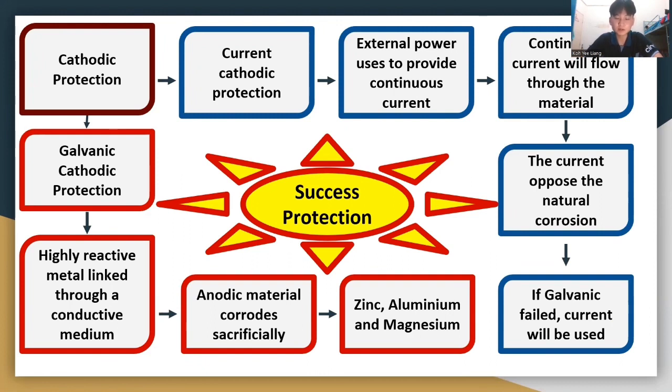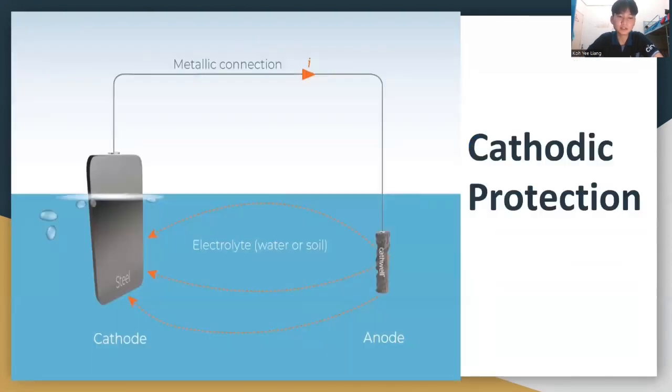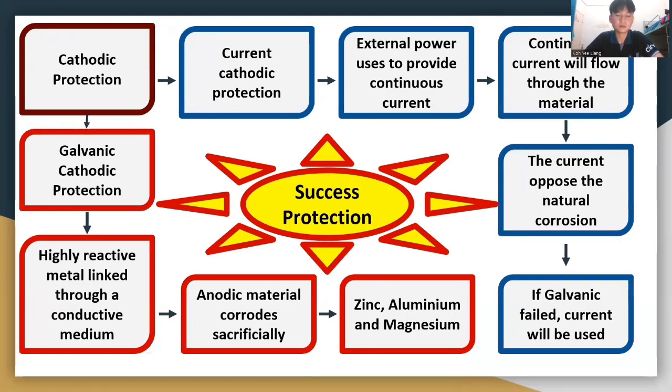The examples of the material are zinc, aluminium, and magnesium. As we can see in the figure, there are two parts of the steel. The left side is the cathode and the right side is the anode. So the anode will sacrifice itself and save the cathode from the electrolyte that will bring erosion.